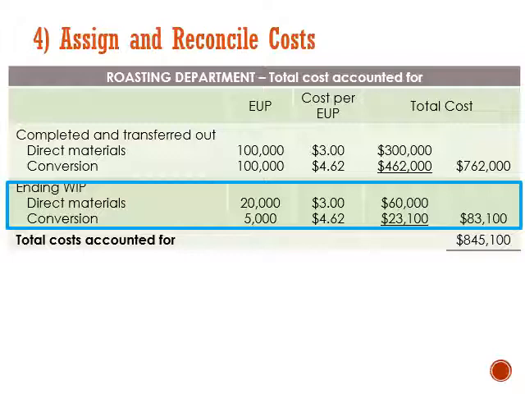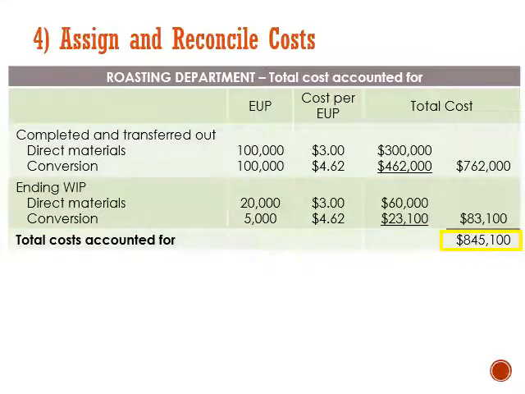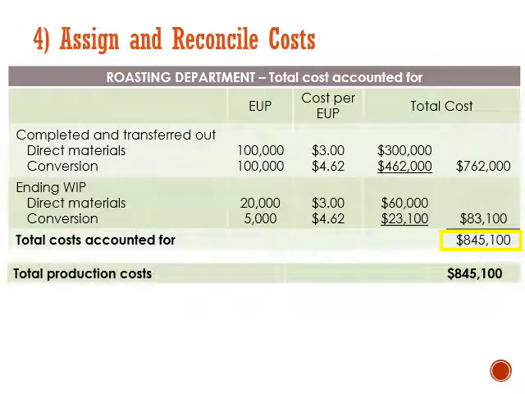From this allocation, we can verify that total costs assigned to units completed and transferred out plus the costs of units in ending work in process equal the costs incurred by production given in the previous production cost data table.